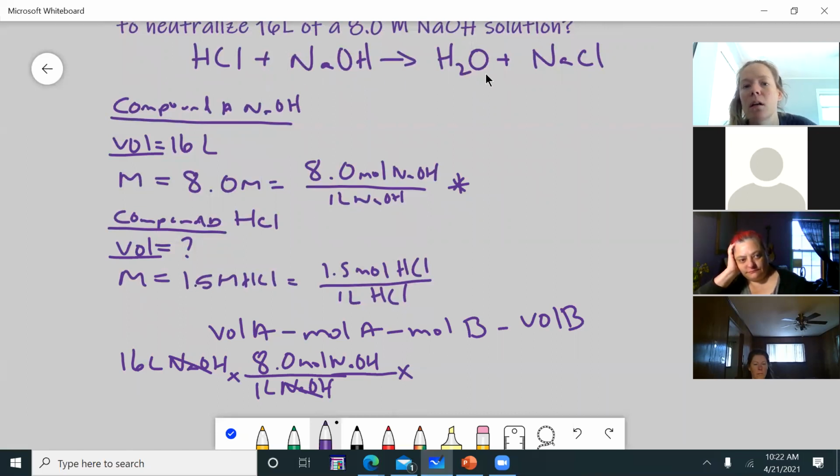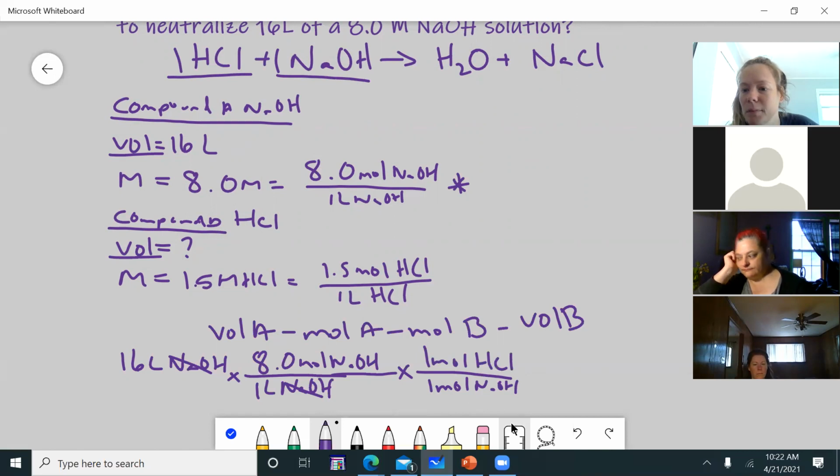Well, here's the equation. We're looking at this thing related to this thing. It's a 1-to-1 relationship. So 1 mole of NaOH will yield 1 mole of HCl. Is it always 1-to-1? No, the last problem we did wasn't a 1-to-1, it was a 1-to-2. So don't always assume 1-to-1. Last step is to go from moles of B into volume of B, and we use the molarity.